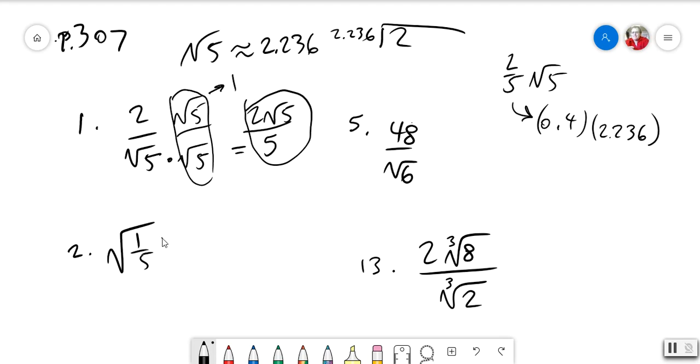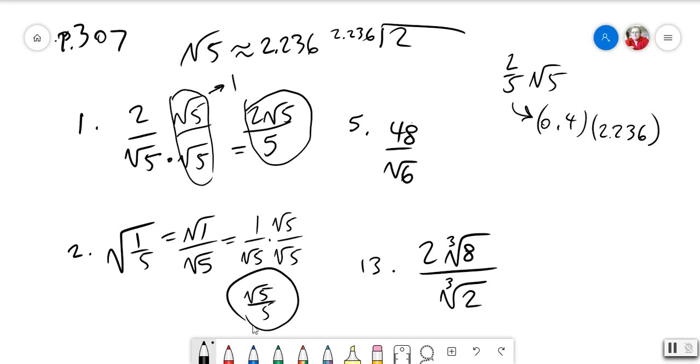Number 2, the quotient of a fraction is a fraction. Let me rephrase that. The root of a quotient is the quotient of roots. You bust it up. Any root of 1 is 1. You don't want that in the bottom, so you do the same thing as you did up in number 1. Multiply it by root of 5 over itself, and that gives you the root of 5 over 5, which is your answer.